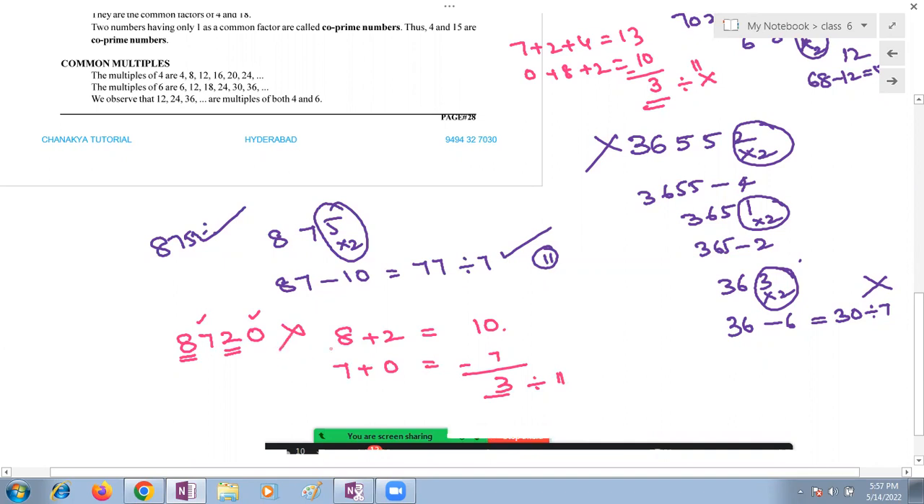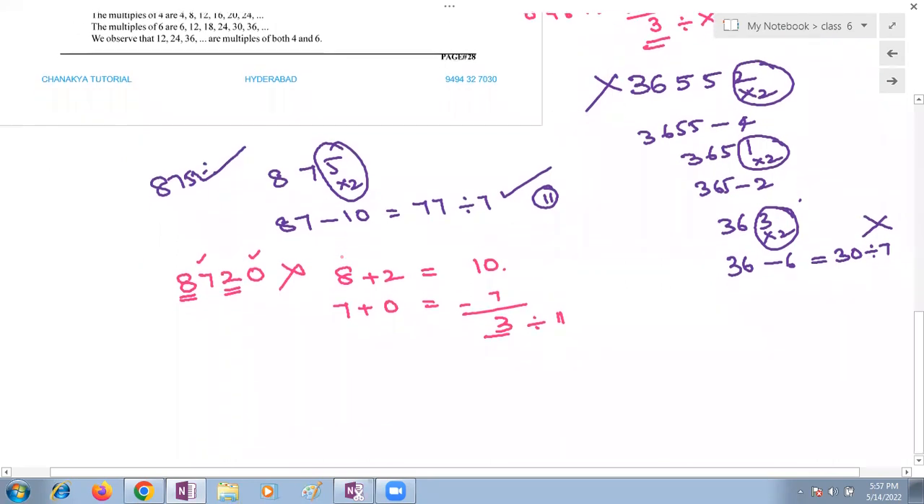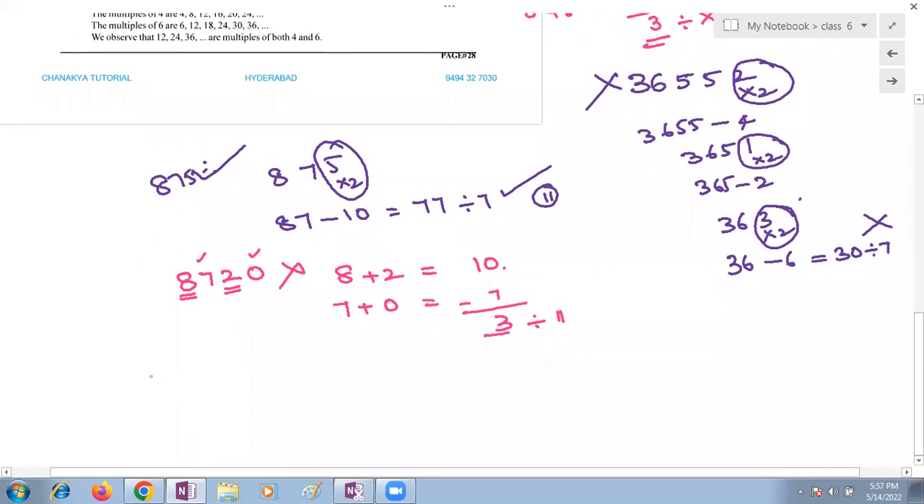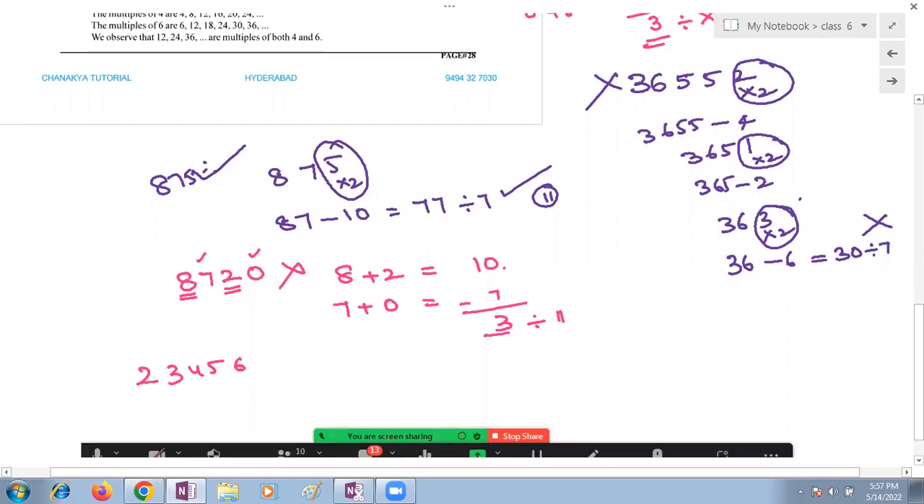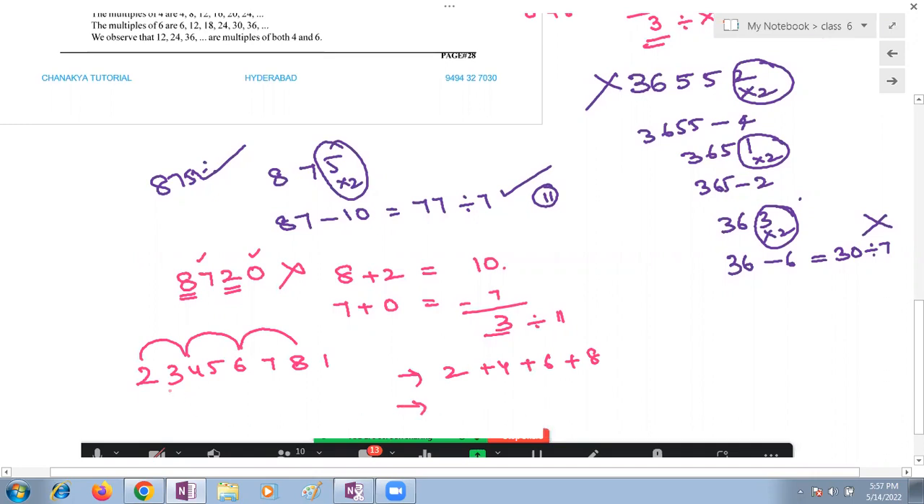Okay, ma'am. Understood? Riyansh, can I give one more example? Yes, ma'am. Suppose I'm taking a number like 2, 3, 4, 5, 7, 8, 1. Now is this divisible by 11 or not? What are the alternative digits here? Ma'am, 2, 4, 6, 8. What is another pair of alternative digits? Ma'am, 3, 5, 7, 1. Very good.